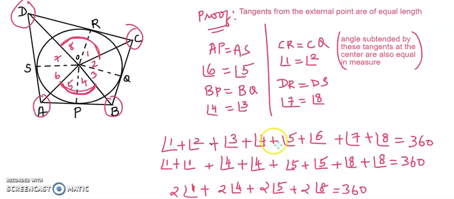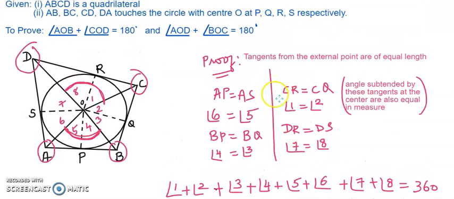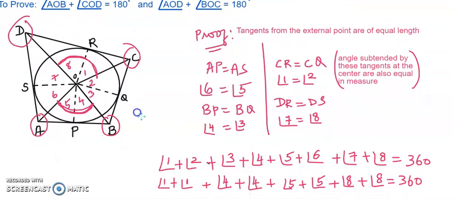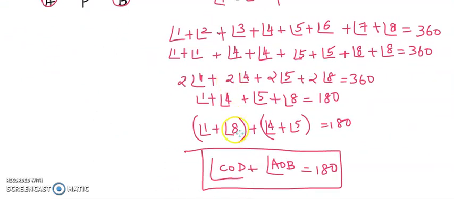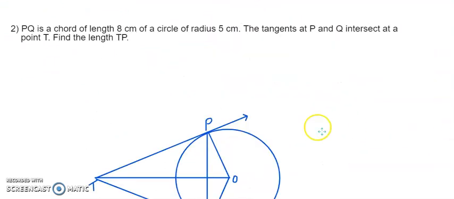Correct? So what did we do? We have used the tangent rule, that the tangents from the external point are of equal length, and the angles that they subtend at the center are equal. We have labeled all the angles as 1, 2, 3, 4, 5, 6, 7, 8. When you add all the 8 angles, they add up to be 360. Then we have substituted the equal angles to form AOB, that is 4 and 5, and COD, which was 1 and 8. Accordingly, we have got this question solved. Correct? Let's go into the next question.